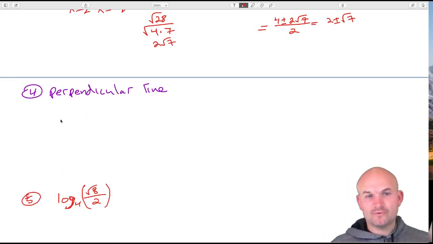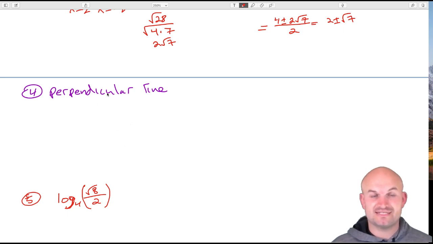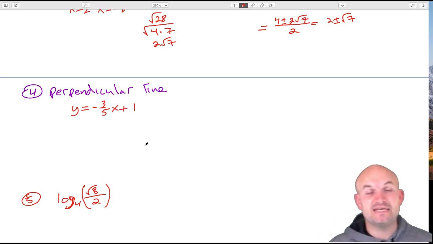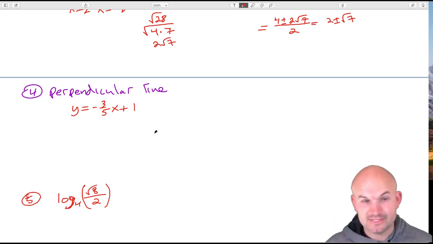All right, so I'm just going to work through an example here. I don't really have time to get in depth through this, but I'll just go through the basic process here. So let's pretend I have an equation. So y equals negative 3/5 x plus 1. And I'm making up a problem. Let's find the line that is going to be perpendicular to that.